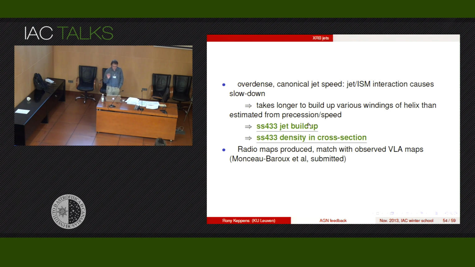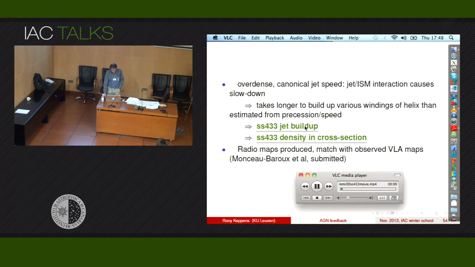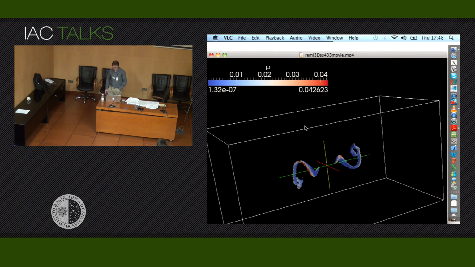we take the jet speed as determined by the observation. So this is 0.26 or so the speed of light. And then suppose we have an over-dense jet, so denser than its surroundings. Then the simulation will basically look like this.